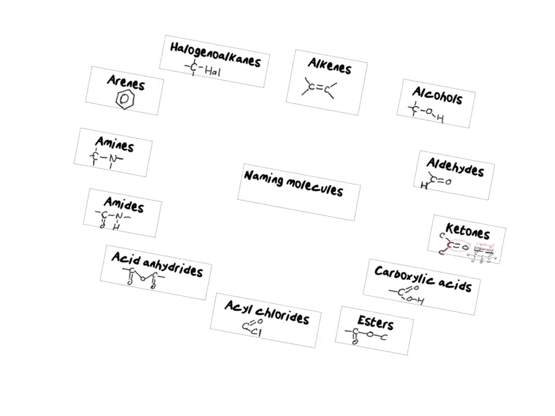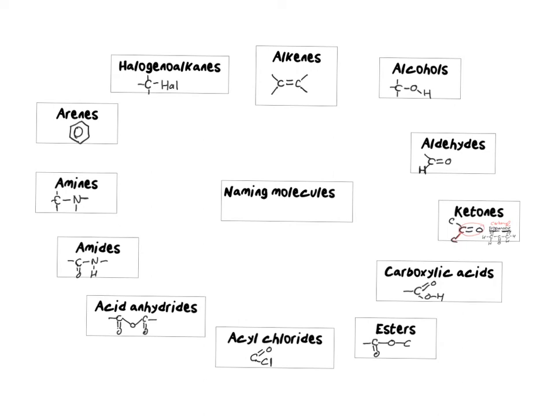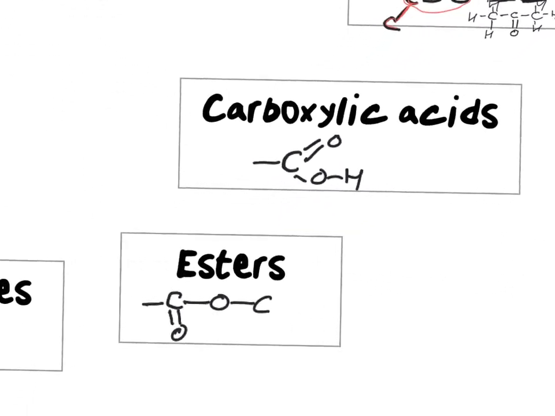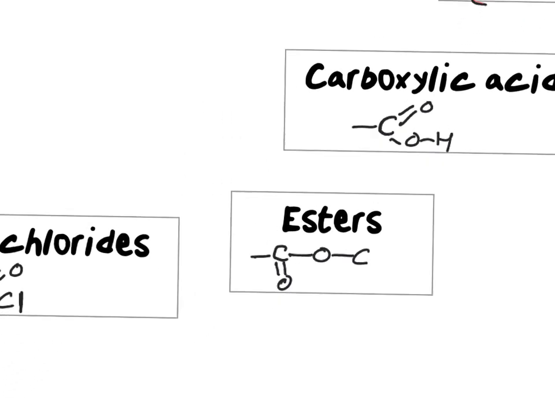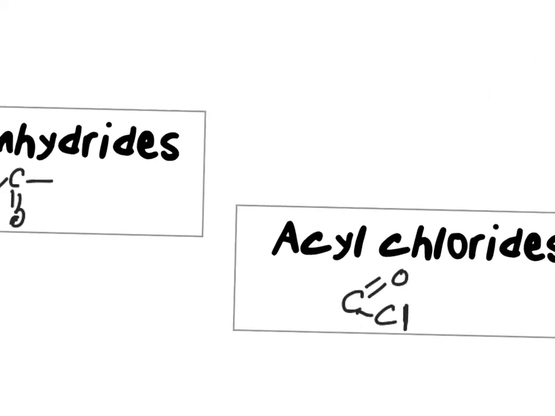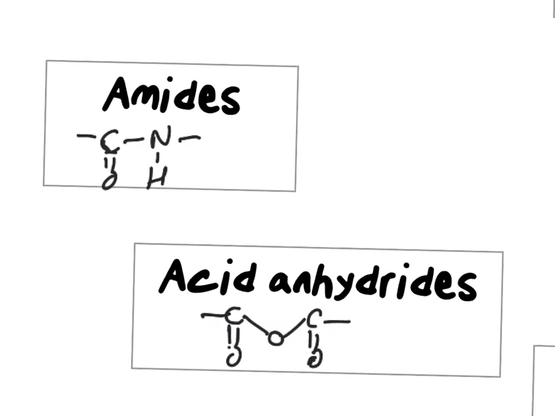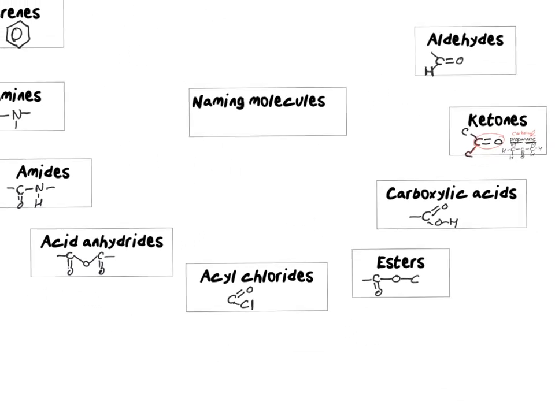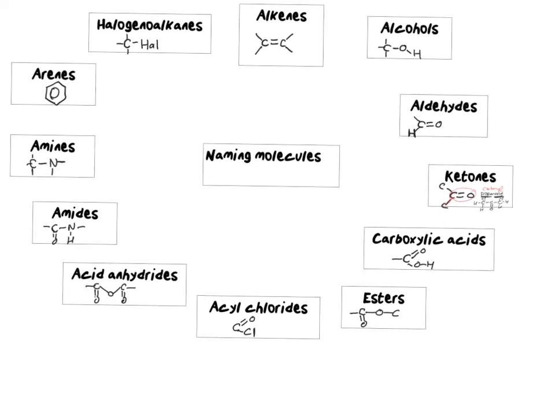Now if we look at the other molecules that contain the carbonyl group, they're carboxylic acids, esters, acyl chlorides, acid anhydrides and amides. This group of compounds, this family of compounds, are called carboxylic acid derivatives because carboxylic acids possess the carbonyl group, and so do esters, acyl chlorides, acid anhydrides and amides. So we'll look at these compounds in turn as carboxylic acid derivatives.